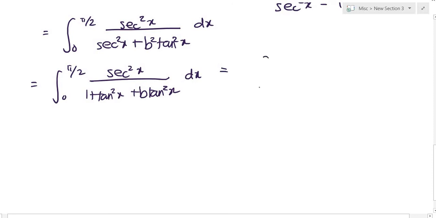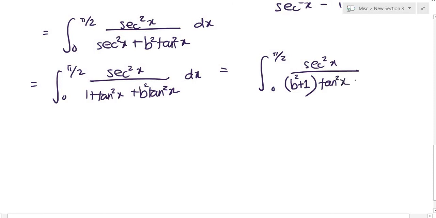Now I want to just group some terms here. So we have the integral from 0 to pi over 2 of secant squared x over, why don't we group the tan squared x terms together? So we have b plus 1, sorry, it's b squared. So b squared plus 1 times tan squared of x plus 1 dx.